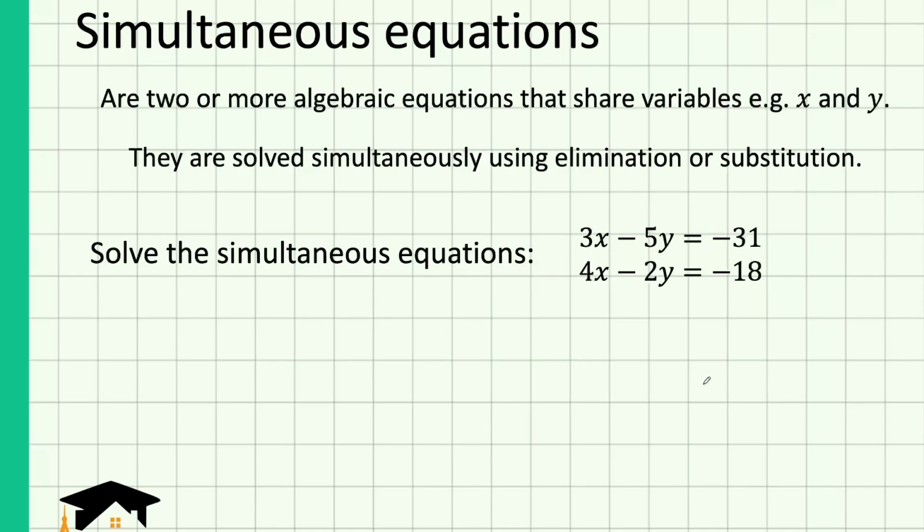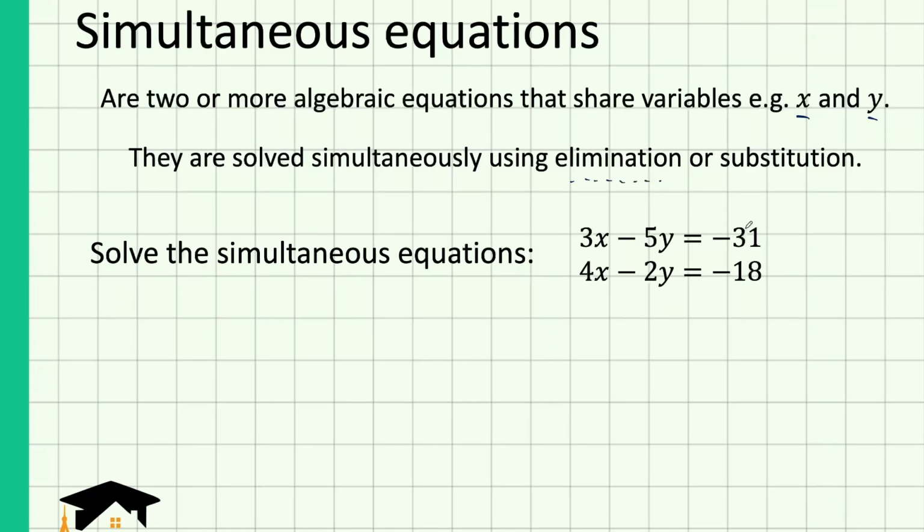Now let's have a look at simultaneous equations. This is when we have two or more algebraic equations that share variables. Usually these variables will be x and y. We have to solve them simultaneously using elimination or substitution. Elimination is usually used when we have just one index, that is x to the power 1 and y to the power 1. But substitution is used when we have quadratic equations. So in this case, we'll use elimination.